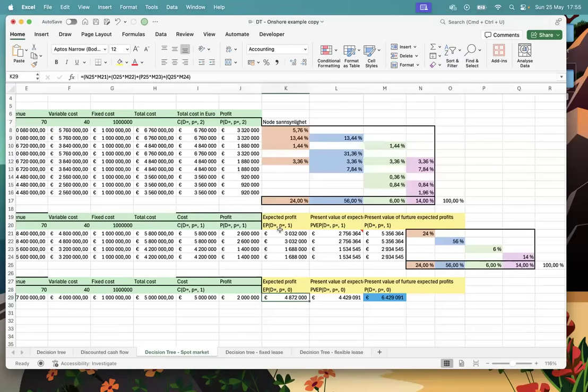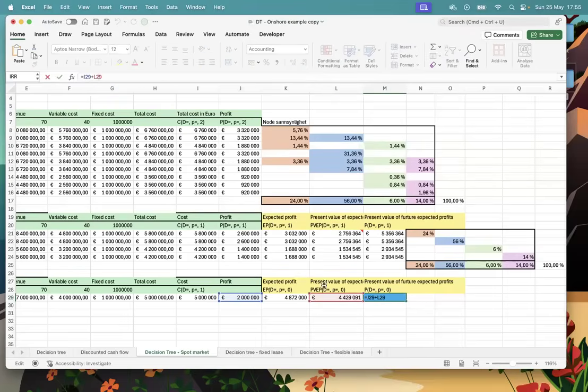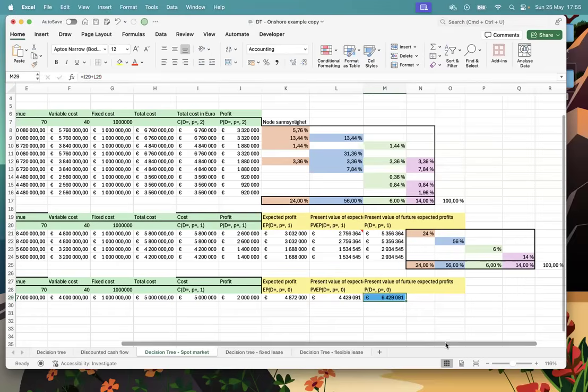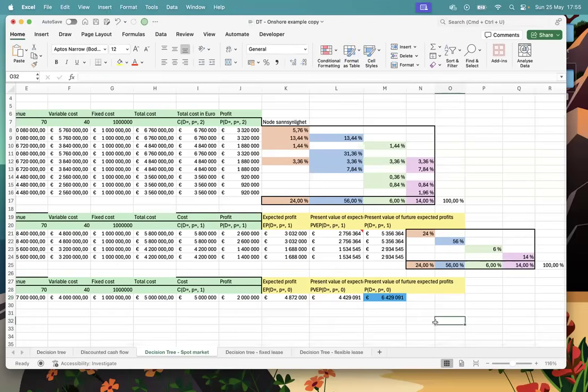So our expected profit now would be whatever we are expected to earn from each split times the same percentage of this happening. And that's all the same, and we use the same discount rate. And then lastly, we just do the profit plus the expected present value of future expected profits. And then lastly, we get to know that in the onshore example, or if production is in Europe, it would be 6,429,091 euros in expected profits.